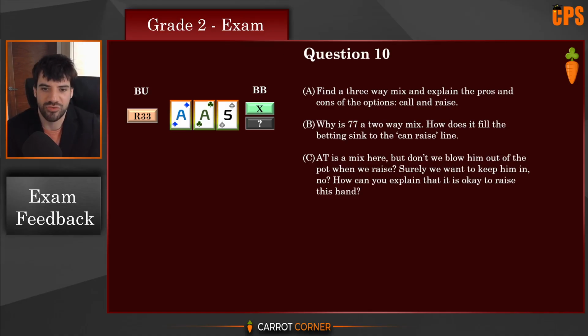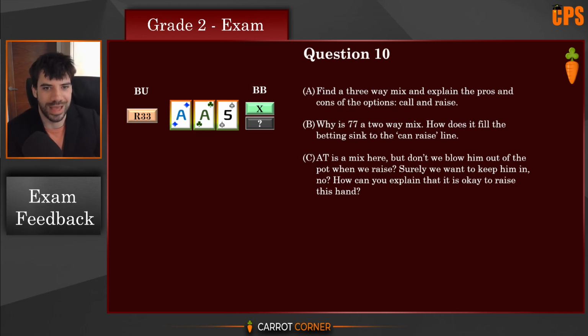Why is pocket sevens raising sometimes? How do you explain that? And why is it getting up to the can raise line in the betting sink, to use the terminology and metaphor from lecture 6? Finally, ace 10 is a mix here too, but why are we raising this hand? Wouldn't we just be blowing them out of the pot? Surely we want to keep him in, no? How can you explain that it's okay to raise in this hand?